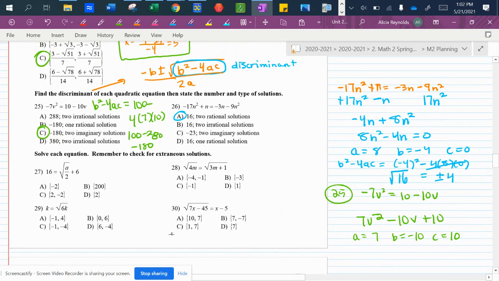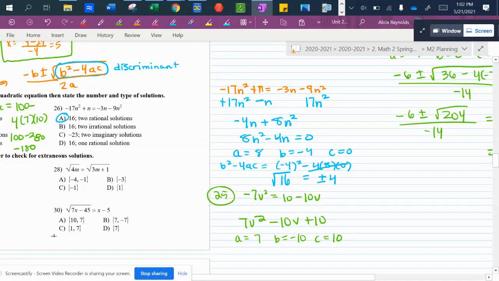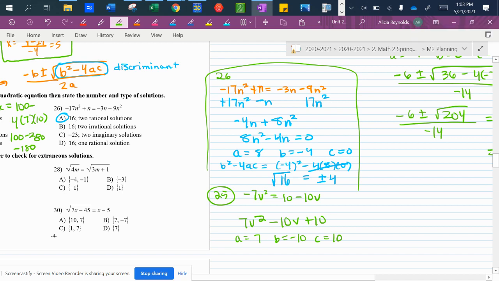For 26, I did that one right here. So this is 26. I have b squared minus 4ac. A is 8, b is negative 4, c is 0. So I get negative 4 squared is going to be 16. If I take the square root of 16, I get plus or minus 4. So it's not going to be irrational. They're going to be two rational solutions.